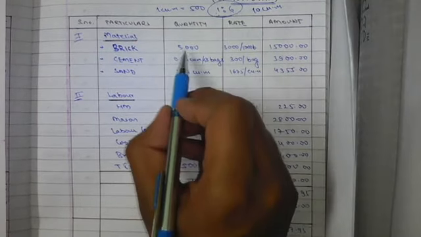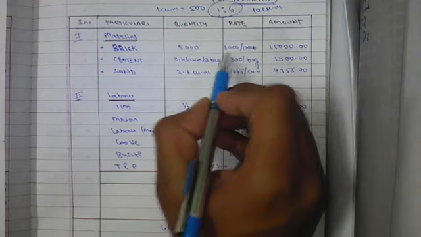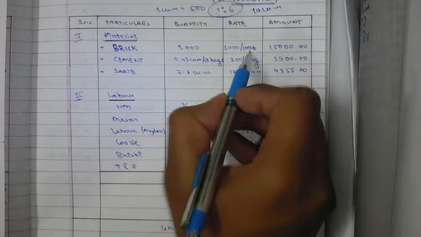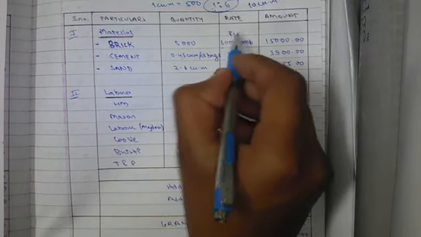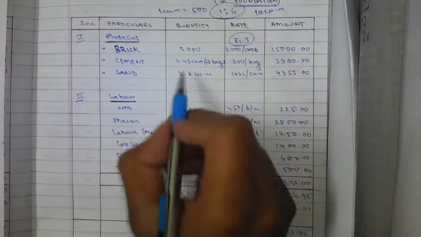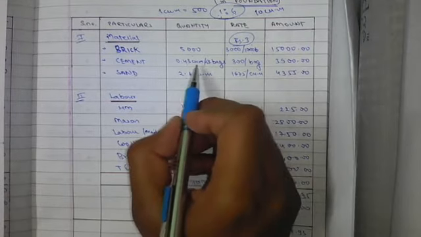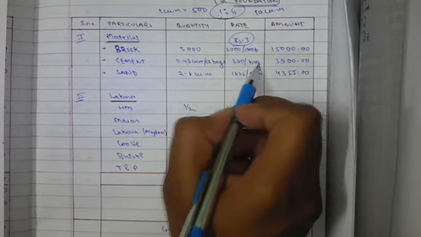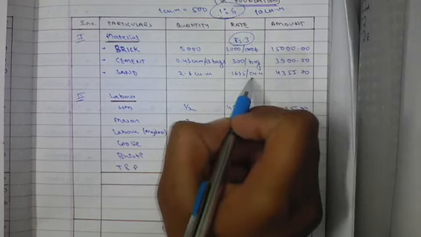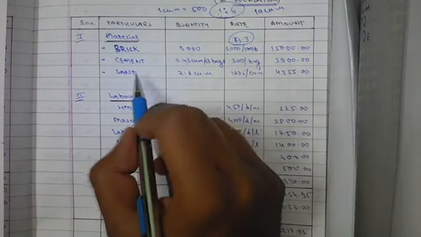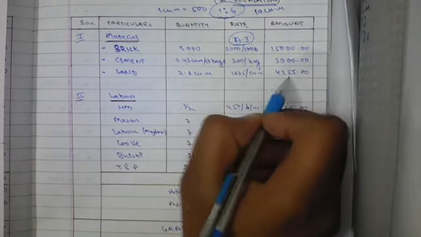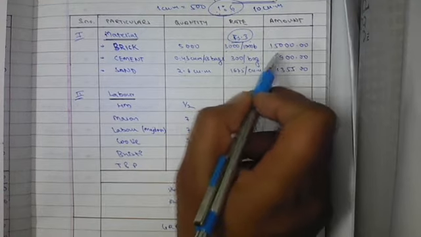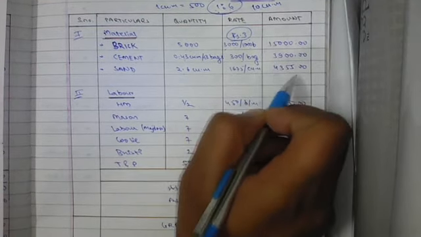The rate of brick is rupees 3 per brick, 3000 per 1000 bricks. For cement it is 300 per bag, and 1675 rupees per cubic meter of sand. So we got these values as 15,000, 3900, 4355.